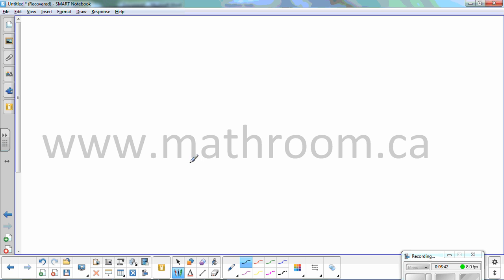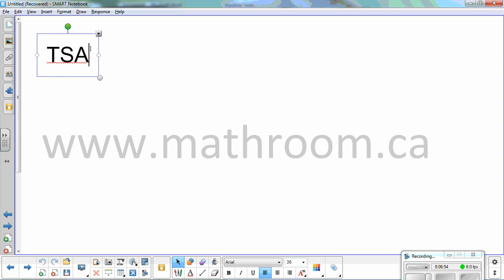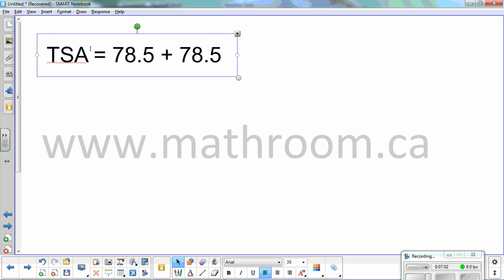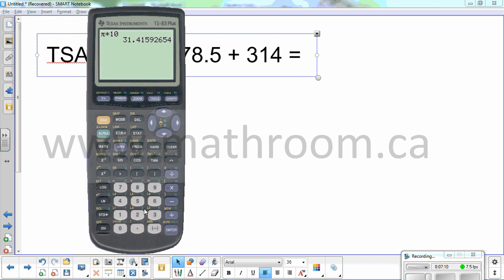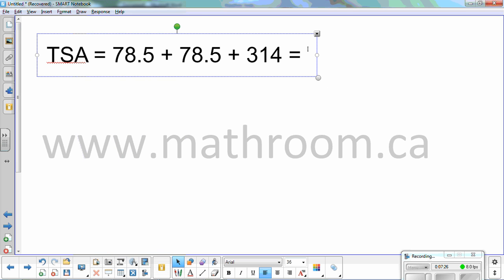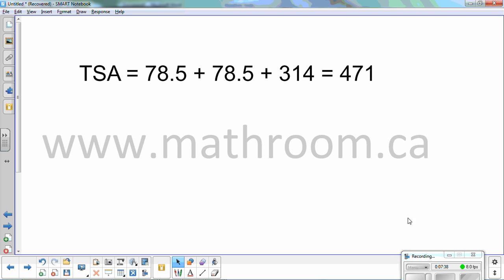So now to find the total surface area, total surface area equals 78.5 plus 78.5 plus 314, and the total is, we'll check it out on the calculator, 78.5 plus 78.5 plus 314 equals 471. 471 units squared. And that is how we find the total surface area of a right cylinder.